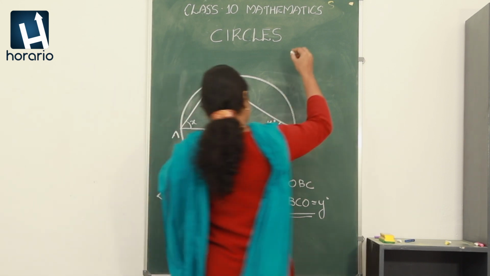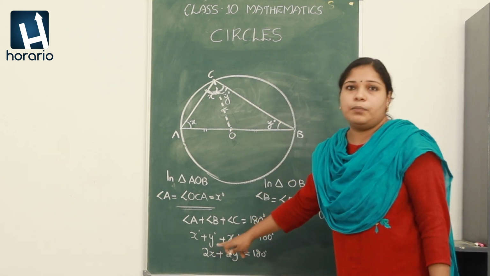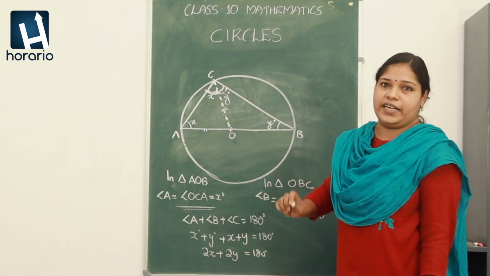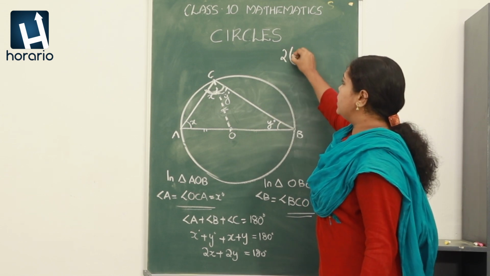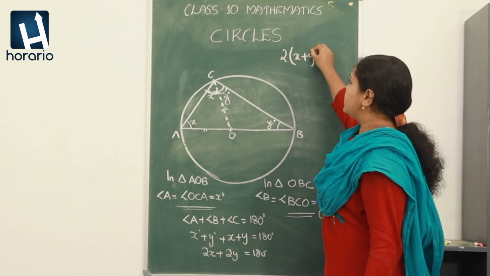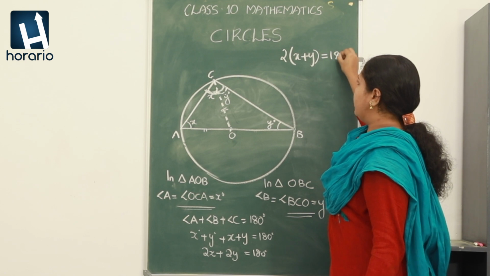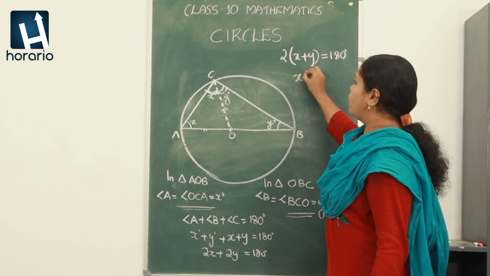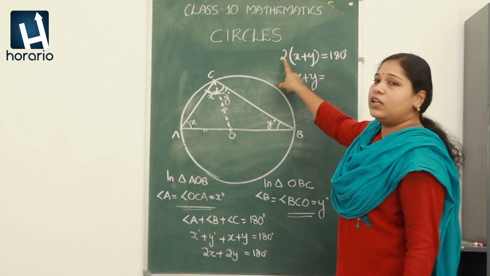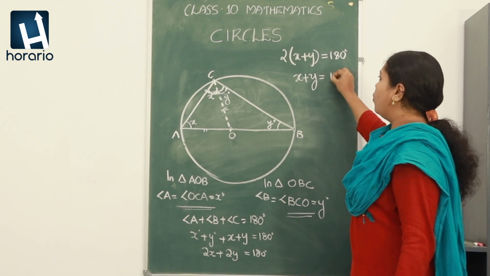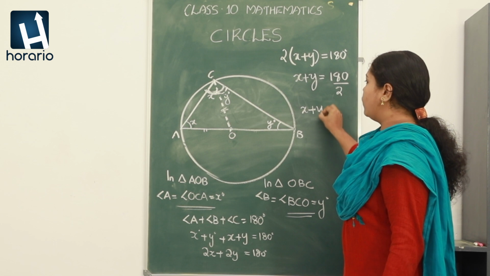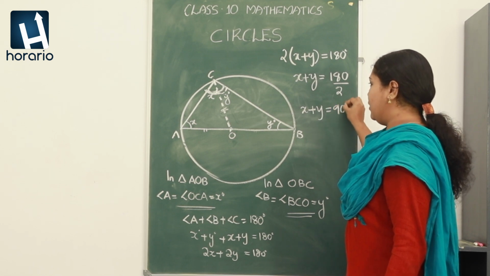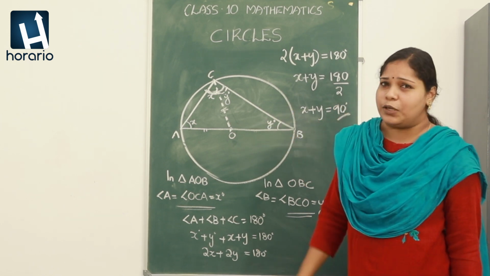So let me write here: 2x plus 2y is equal to 180 degree. So 2 we can take common outside. What remains? 2 into (x plus y) is equal to 180 degree, or x plus y is equal to 180 by 2, taking the 2 to the other side. That is, x plus y is equal to 90 degree. Did you also get the same value, 90 degree?